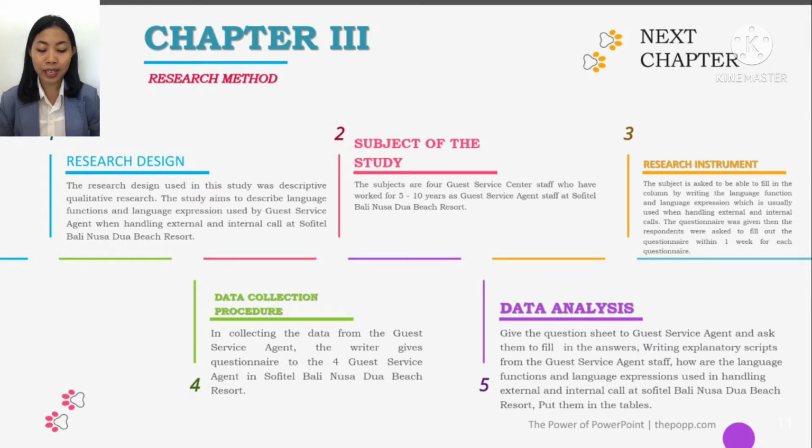Then number 5 is data analysis. These are the steps in analyzing the data. Number 1 is to give the question sheet to the guest service agents and ask them to fill in the answers. Number 2 is writing an explanatory script from the guest service agent staff: how are the language function and language expression used in handling external and internal calls at Sofitel Bandung? And number 3 is to put them in tables.